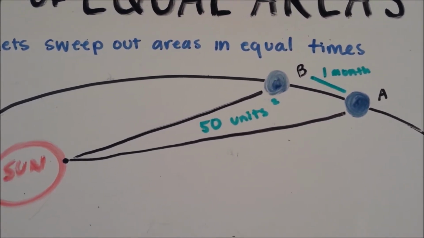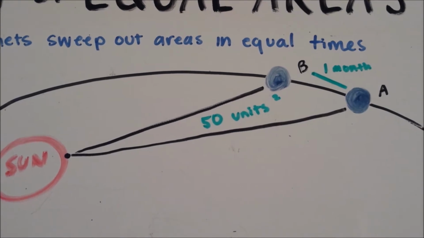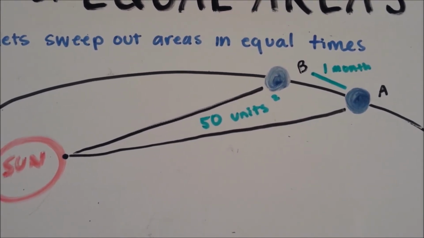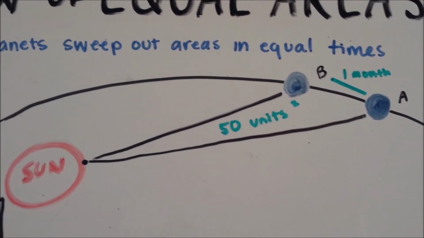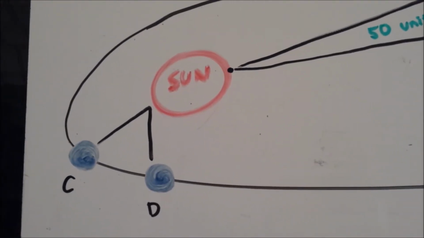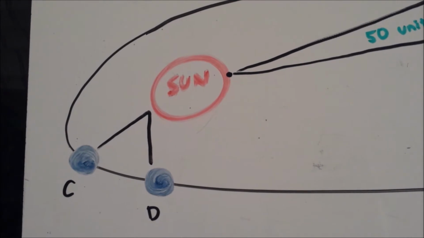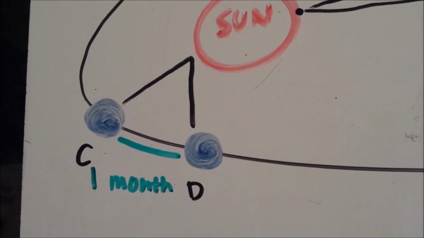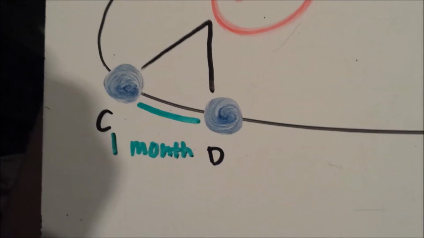And if we drew lines from the Sun to those points, we would then find the area. Let's say it has an area of 50 units squared. Fast forward in time, and we have the planet traveling from point C to point D. If it takes 1 month to go from C to D, then the triangle formed by the lines has an area of 50 units.